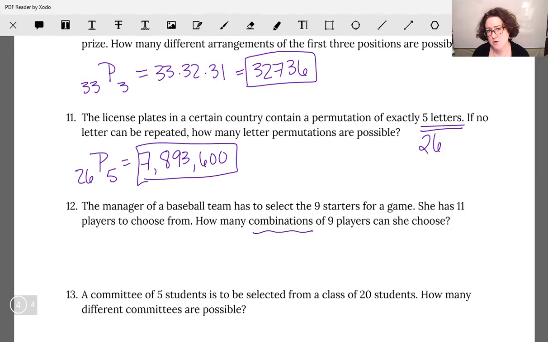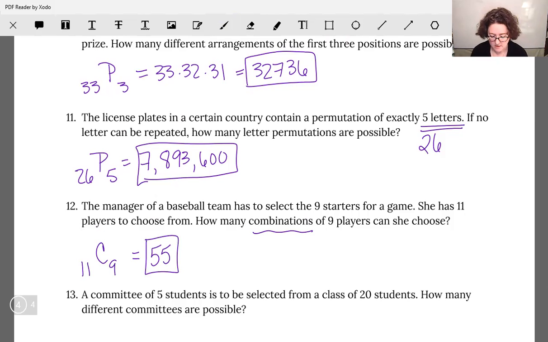So that means we're going to use the combination, or the C. We have 11 to choose from, and we've got to choose a group of 9. And then probably later she's going to put them in starting order. Okay, so 11 C 9. Again, plug in your calculator of choice. You should get 55. Again, much lower than if this was a permutation problem.